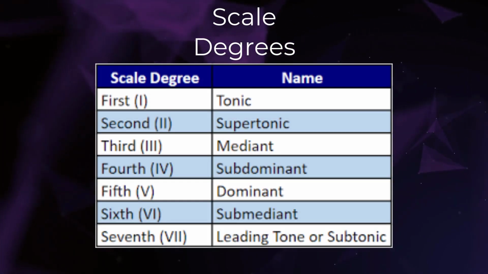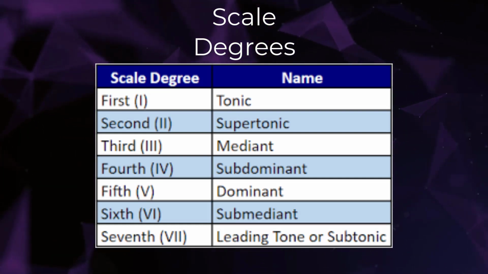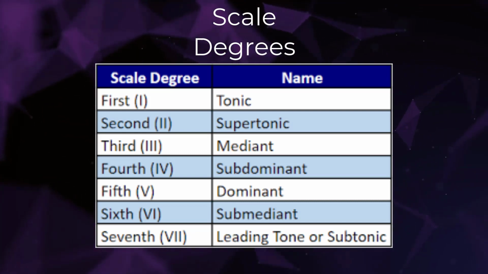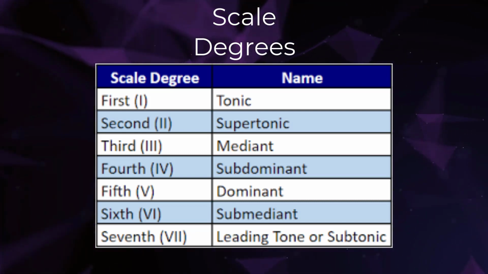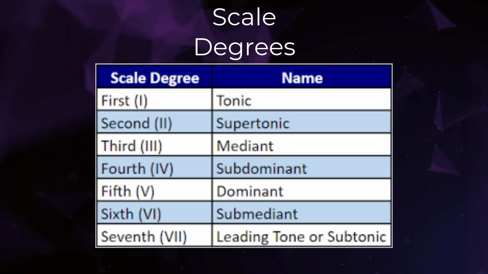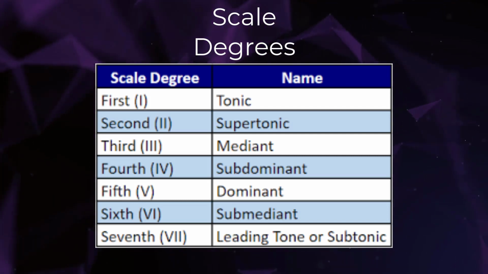For the first scale degree, its corresponding title is the tonic. Above the tonic, for the second scale degree, is the supertonic. Mediant is third, subdominant is fourth, dominant is fifth. Submediant is sixth, and both subtonic and the leading tone apply to scale degree 7.